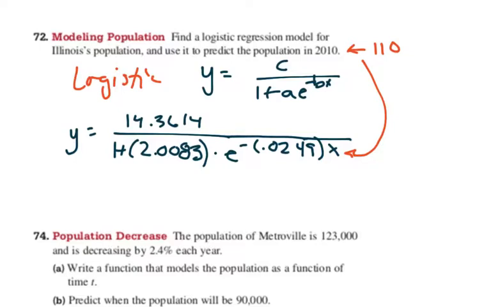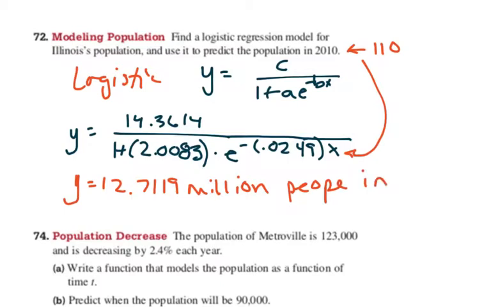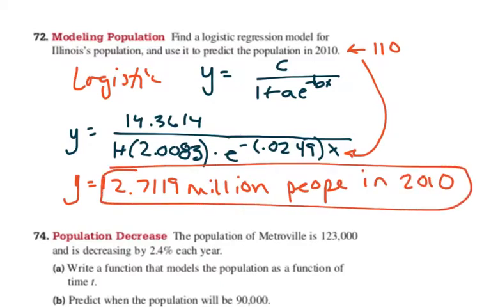So we're going to do negative 0.0249, I'm going to do the whole decimal that I can see, times 110. And then we're going to do e to that decimal, and then multiply it by 2.0083. We're going to add 1 to that, and then we'll do 14.3614 divided by our result. So apparently we're going to have 12.7119 million people in 2010, which seems to be working. Okay.